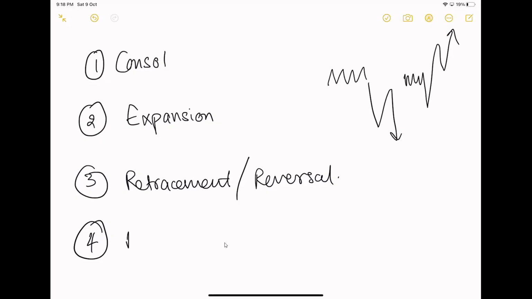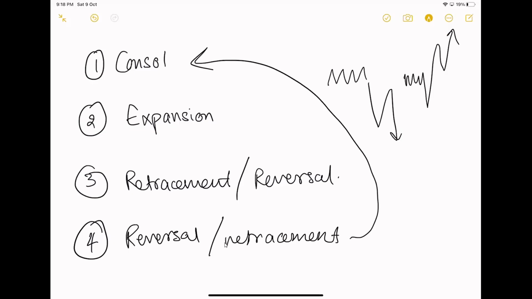Then we have a reversal or retracement. All right. And then we move all the way back to the start. So you guys get this, right? It's all month one stuff, so you guys know it, right?